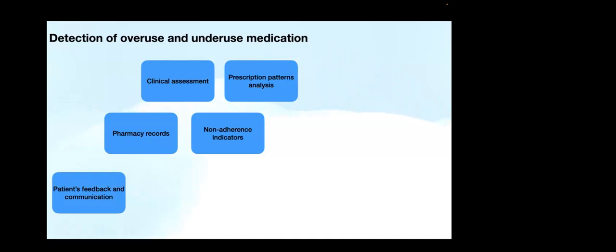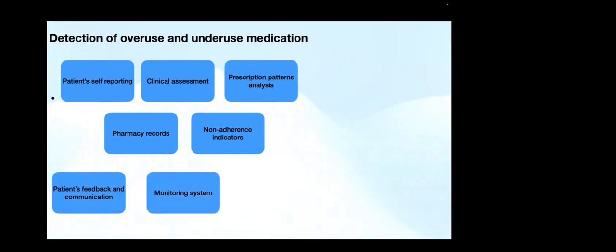Patient's feedback and communication is very, very important. Encourage patients to share their experience and concerns about their medication use. Discuss any barriers or challenges they may face in adhering to the prescribed regimen. And another, patient self-reporting, is also one of the tools to detect. Encourage patients to provide accurate information about their medication use during medical consultation with the pharmacist. And a monitoring system we can implement, such as electronic health records or prescription drug monitoring programs, tracking the utilization and identifying patterns of overuse and underuse. So that is the whole collaborative approach we can take for the detection of overuse and underuse of medication.